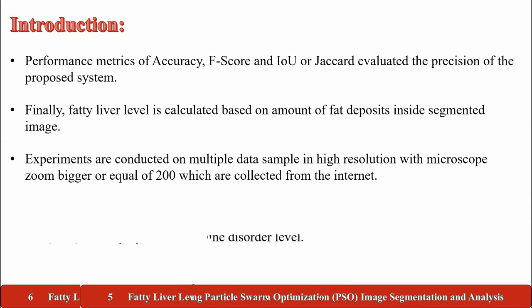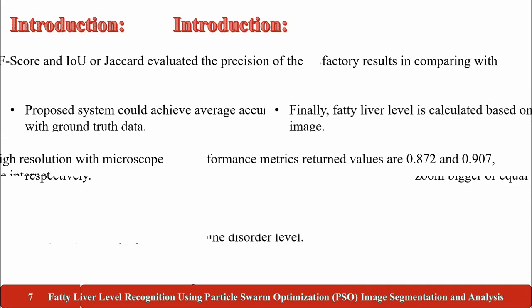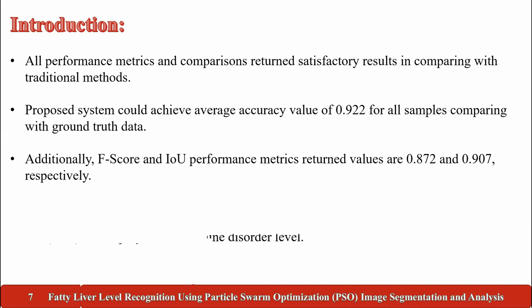Experiments are conducted on multiple data sampled in high resolution with microscope zoom bigger than or equal to 200, which are collected from the internet. All performance metrics and comparisons return satisfactory results compared with traditional methods. The proposed system could achieve an average accuracy of 0.922 for all samples compared with ground truth data. Additionally, F-score and IoU performance metrics return values of 0.872 and 0.907 respectively.